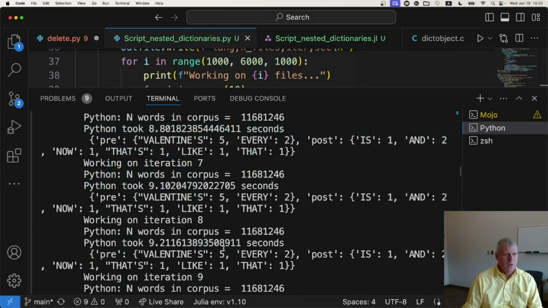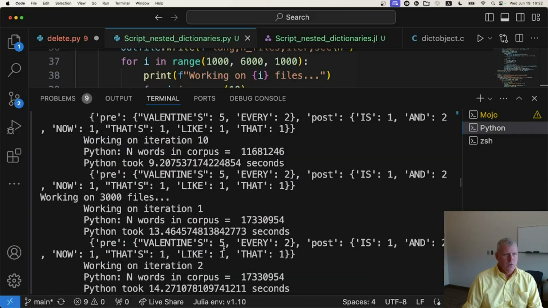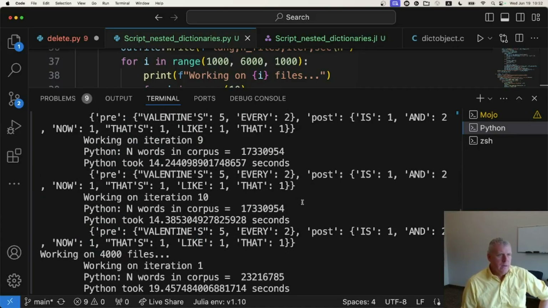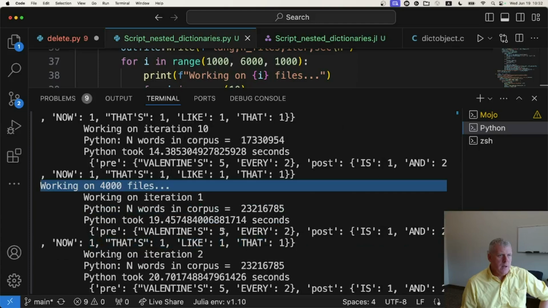Yep, good. And then we jump up to 3,000 files right there, 17 million words. Good. Now we're up to 13 seconds, 14 seconds. Getting the same results. Good. I just want to make sure we're getting the same results every time. Okay, so we do that up to 4,000 files down here. Now we're up to like 19 and 20 seconds there.